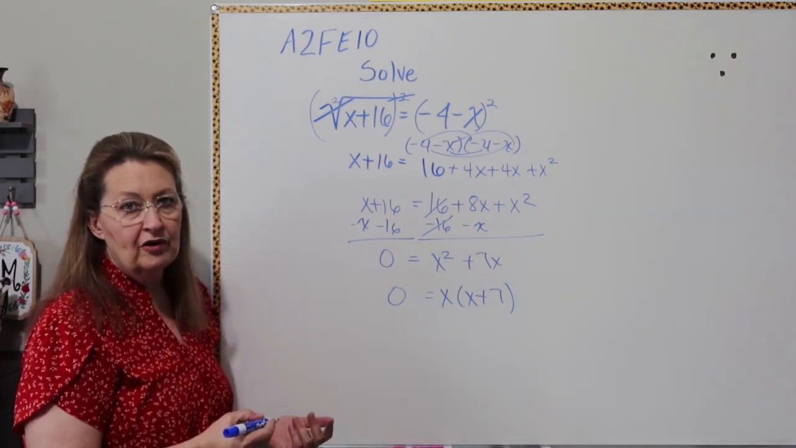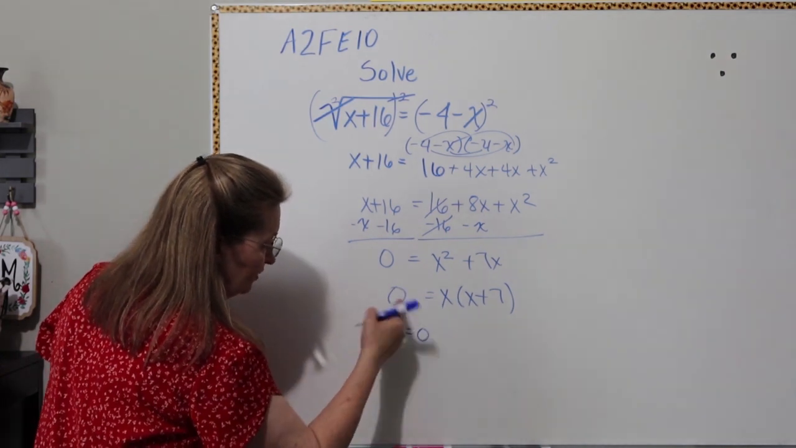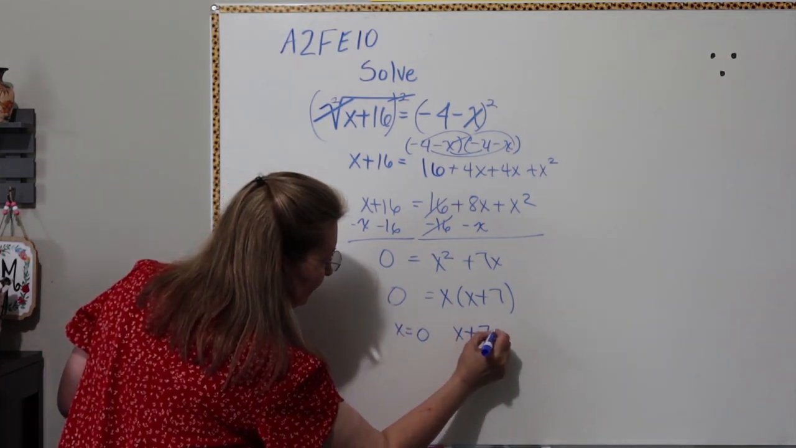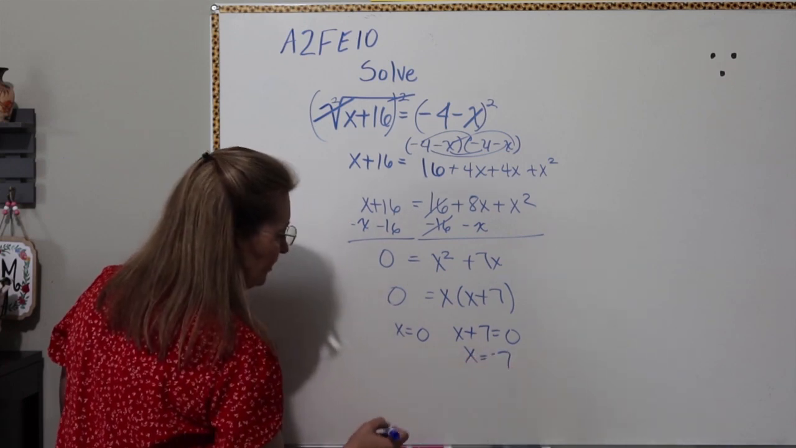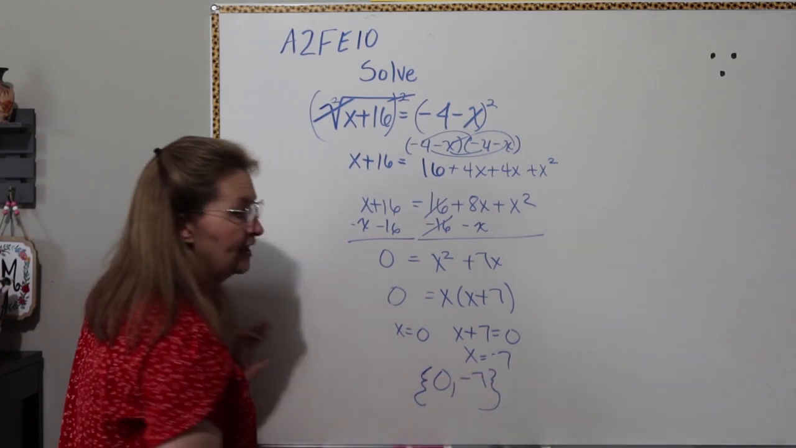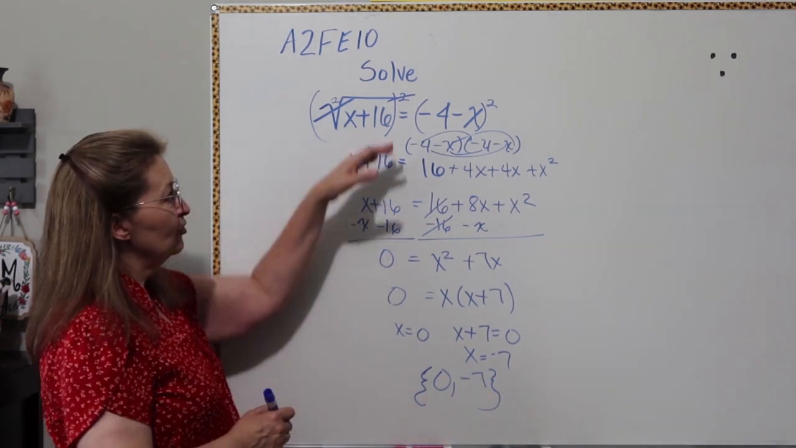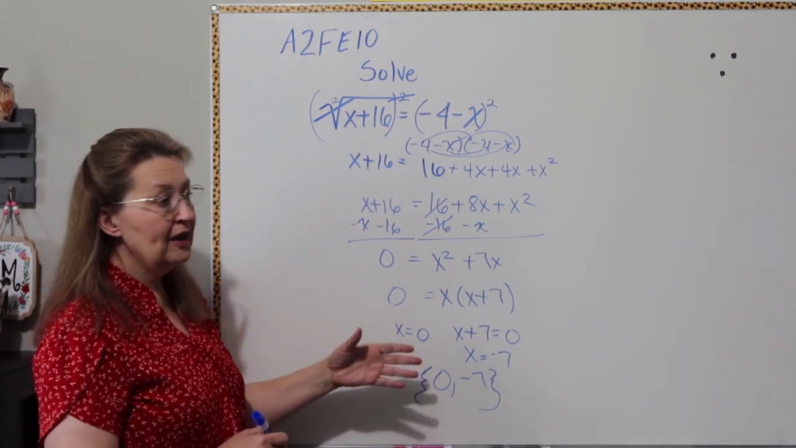And for zero product property, you're going to do x is equal to 0. This x is equal to 0, and x plus 7 equals 0. So when I solve, I get these two answers. So I have possible answers of 0 and negative 7. Now because this is a radical equation, you do need to go fill these back in, and let's see if they make a true statement.